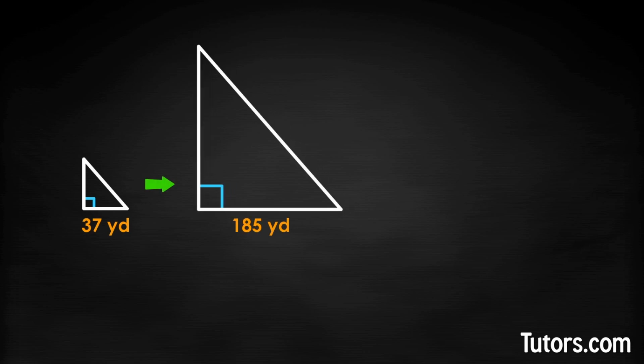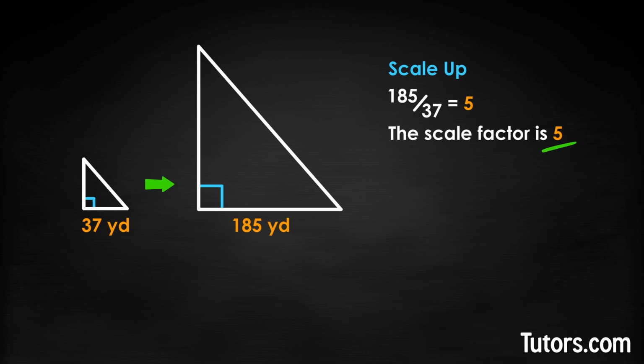If we start with the little right triangle and want to scale it up to the larger triangle, we write this: 185 divided by 37. This gives us a scale factor of 5. So every other linear measure is multiplied times 5.